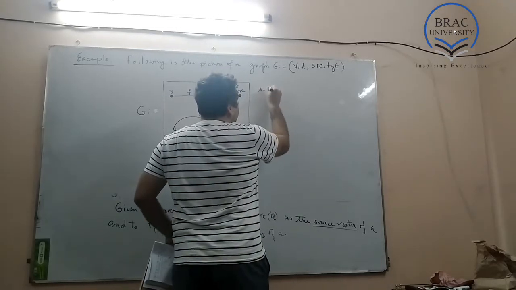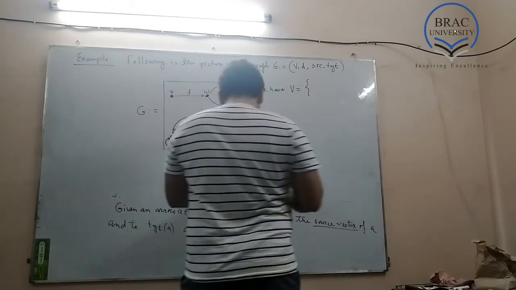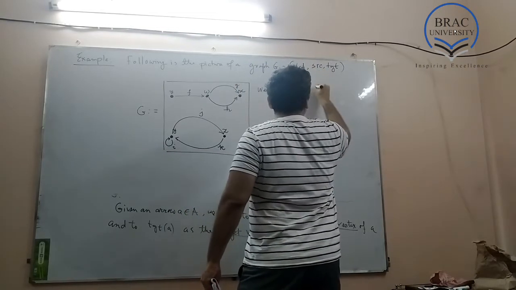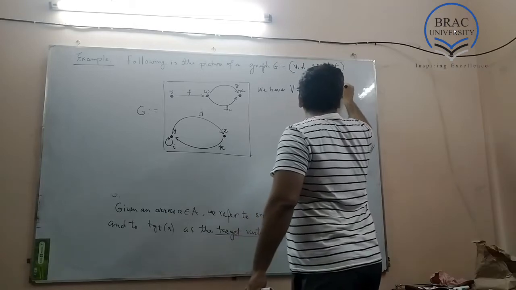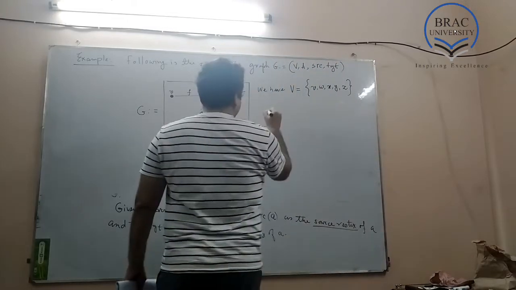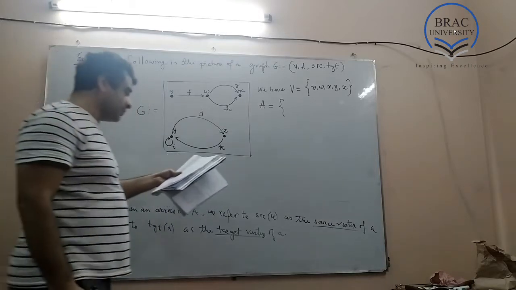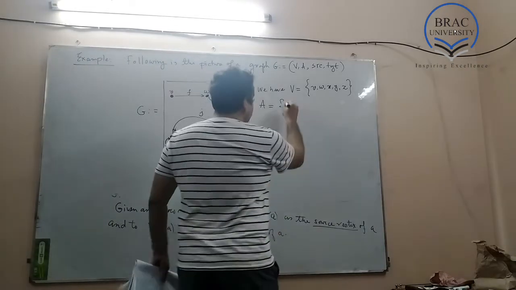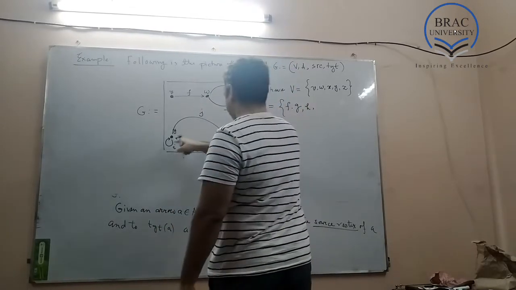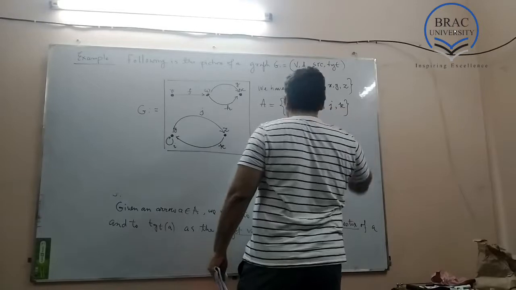So for this graph, we have V equal to the set {V, W, X, Y, Z}. This is the set of vertices. And we have the set of arrows as well, which is the set A consisting of 6 elements: F, G, H, I, J, and K.